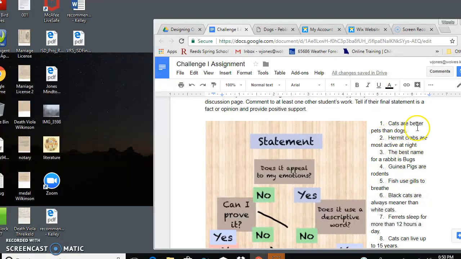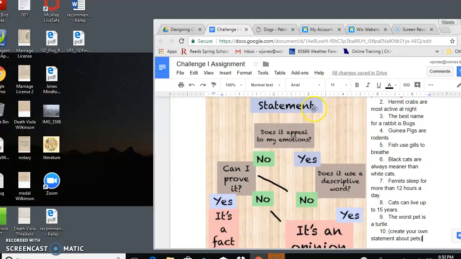We're going to do the first one together. Cats are better pets than dogs. This is the statement. We put it here in our flowchart. Does this appeal to your emotions? No or yes? Cats are better than dogs. I think it does appeal to my emotions. So I'm going to say yes.